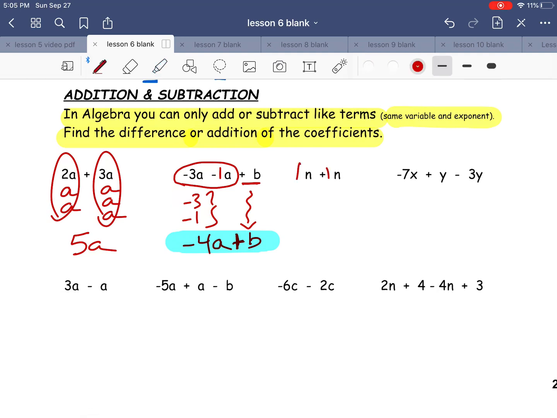Next question. 1 and 1. How many n's do I have? 2n. Next one. Oh, my x goes first. There's no twins, so I don't have to worry about it. Here, I have my 2 y's. I'm always circling what's in front of the variable. So I have a -3 and I have a +1. They're different. Take 1 out of the 3. So you're left with 2 negative y's.